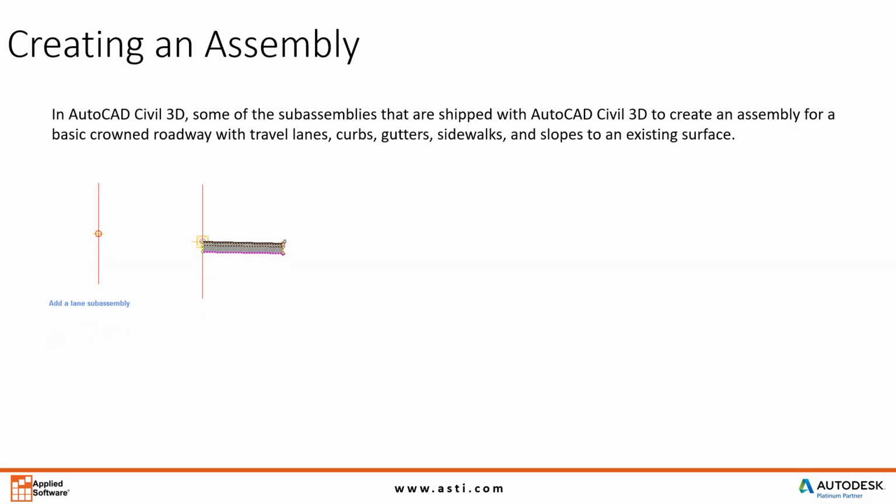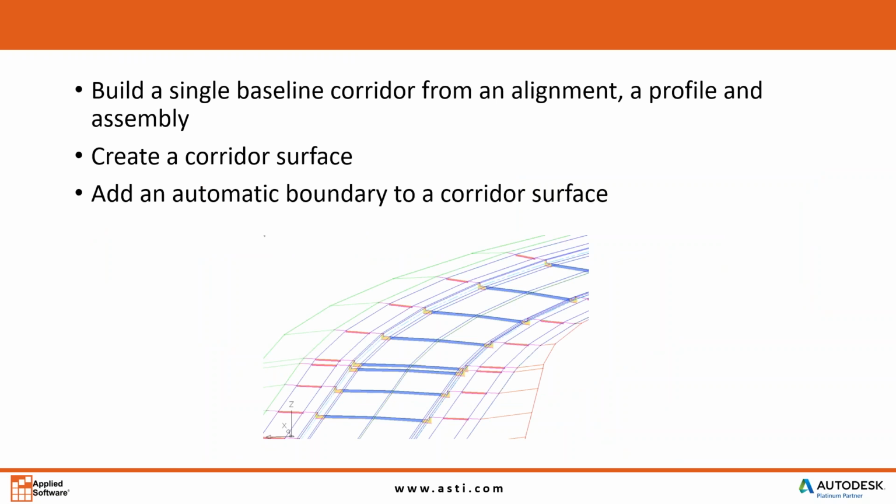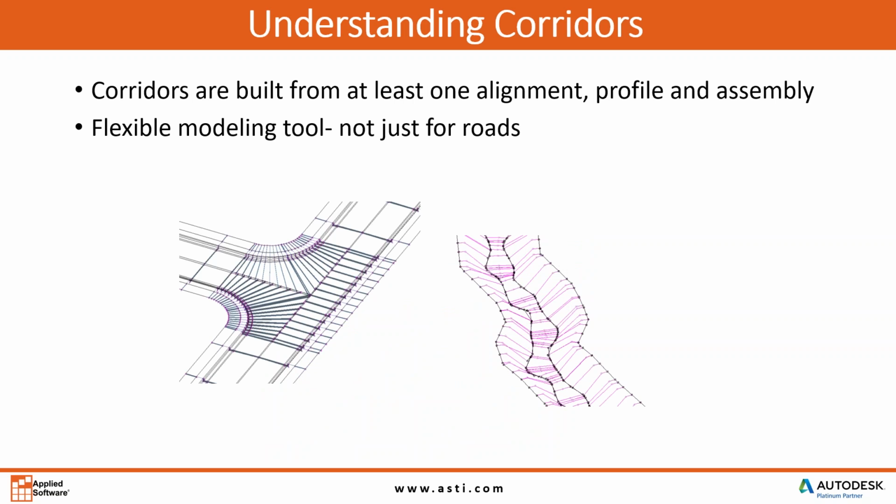There's multiple things that we can utilize to create an assembly, whether it's basic travel lanes, curbs, gutters, sidewalks, slopes, tying into the existing ground. Those things really build our typical section, and we're going to take a look at that. So from the basic fundamentals, build a single baseline corridor from an alignment, profile, and assembly, create a corridor surface, add a boundary to create that surface, which gives us our contours that we can show from our model. Corridors will be built from at least one alignment, a profile, and an assembly.